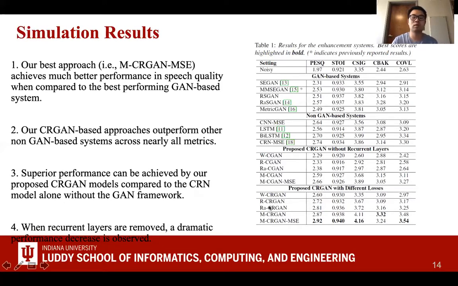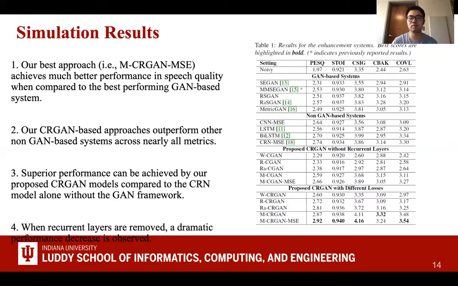We also noticed that when the recurrent layers are removed, by comparing these two blocks, where this block is our proposed CR-GAN models and this block shows these models without the recurrent layers, there is a dramatic decrease in terms of the PESQ score, STOI, CSIG, CBAK, and COVL overall. So it suggests that the recurrent layers are important for our CR-GAN models, and they can improve the system's performance.